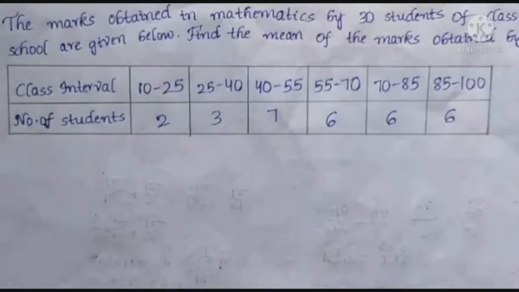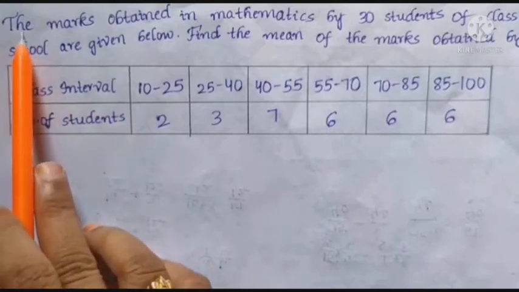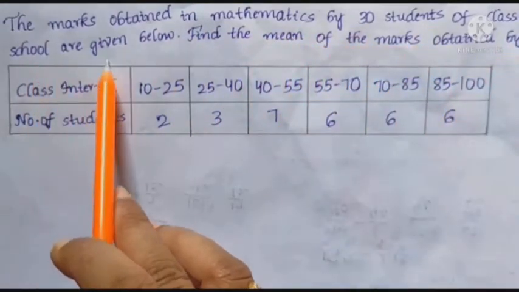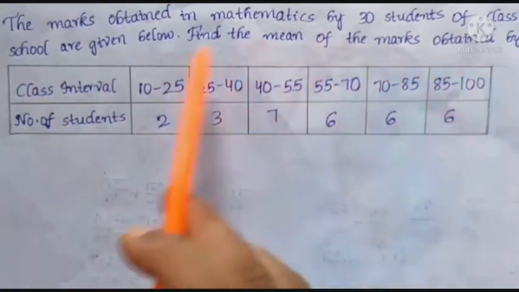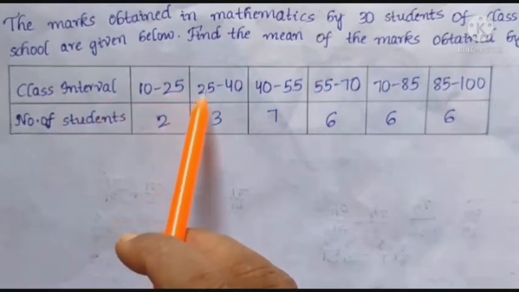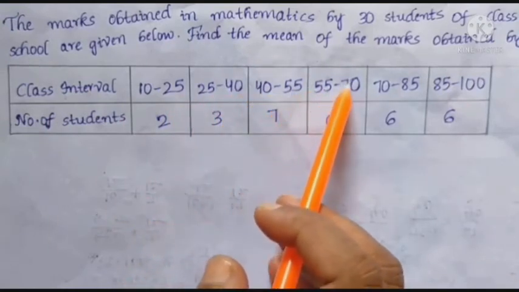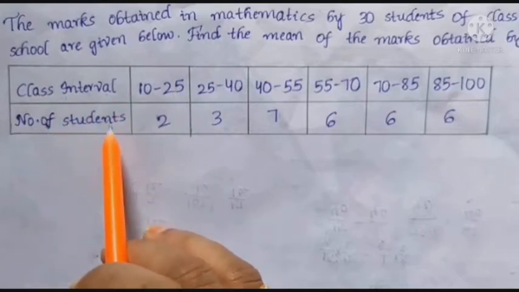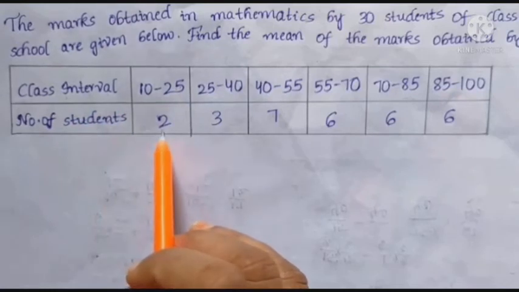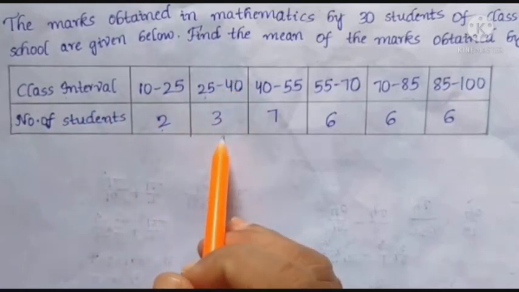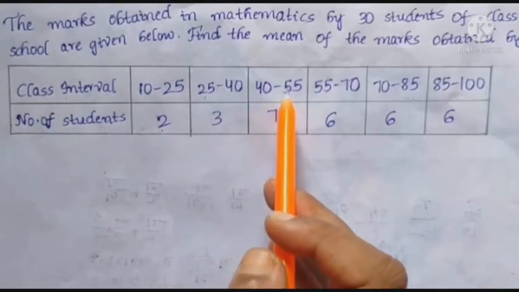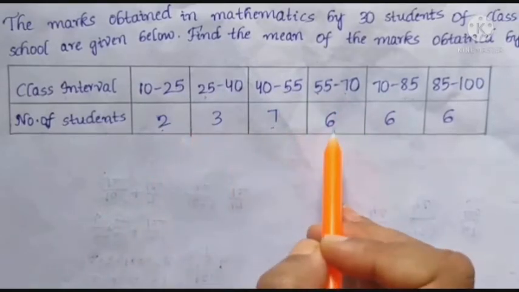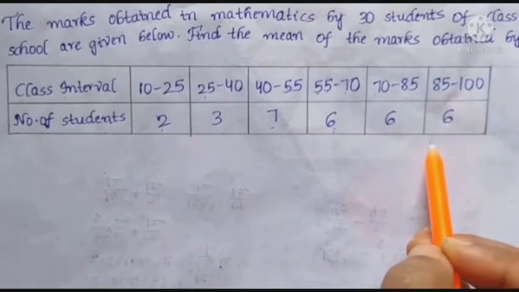Let us solve an example using the direct method to find the mean of grouped data. For example, the marks obtained in mathematics by 30 students of class 10th of a certain school are given below. Find the mean of the marks obtained by the students. Class intervals: 10 to 25, 25 to 40, 40 to 55, 55 to 70, 70 to 85, 85 to 100. Number of students: in 10 to 25, 2; in 25 to 40, 3; in 40 to 55, 7; in 55 to 70, 6; in 70 to 85, 6; in 85 to 100, 6 students.